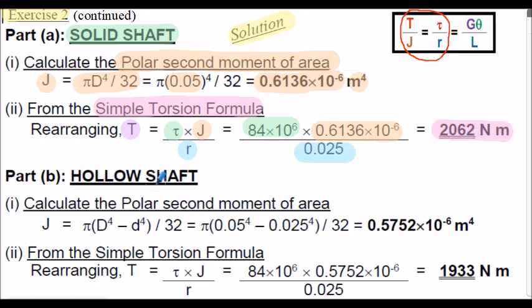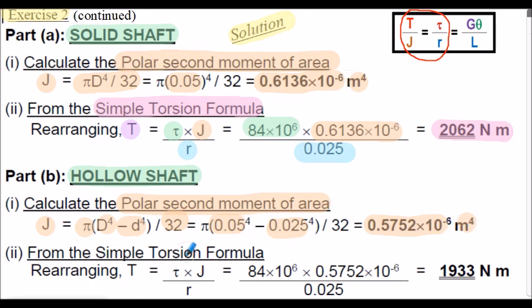Let's now consider part B here, which is the hollow section shaft. Again, working out the polar second moment of area for the shaft. Formula for J now is pi multiplied by, in brackets, the outside diameter raised to the power of 4 minus the inside diameter raised to the power of 4, all divided by 32. Inserting the outside and inside diameters, that evaluates to a J value of 0.5752 times 10 to the negative 6 meters to the 4.